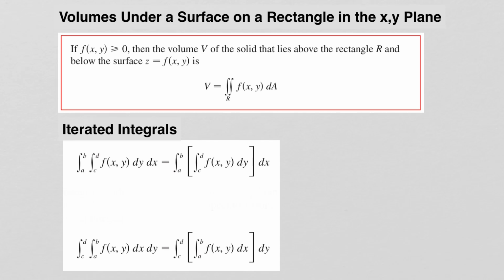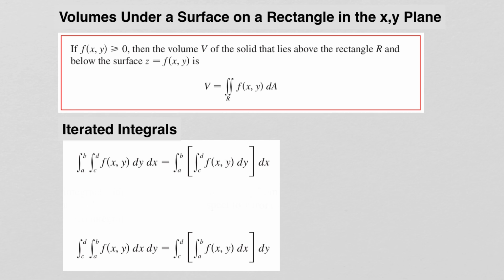So to put it a little more precisely, when we are looking for the volume under a surface on a rectangle in the xy plane, if your function is positive, then the volume V of the solid that lies above the rectangle is given by V equals the double integral over the rectangle of your function dA. And again, dA is going to be dx times dy.